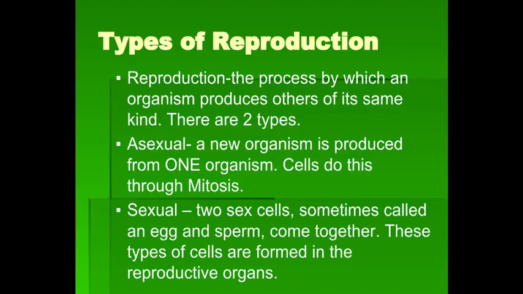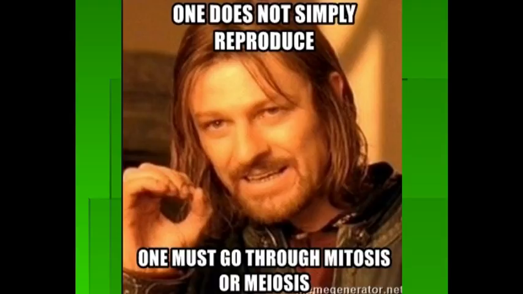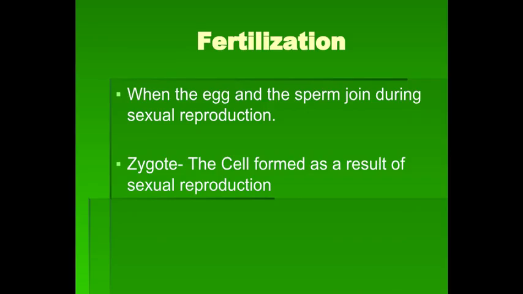But there are some really simple organisms that don't go through sexual reproduction to create offspring. They just create copies of themselves. And that would be asexual reproduction. So, the process of sperm and egg joining is called fertilization. And the cell that is created when a sperm and egg combine is called a zygote.